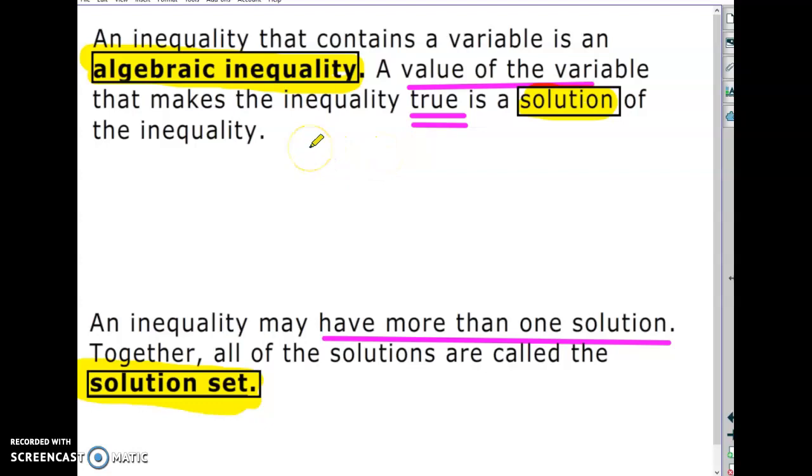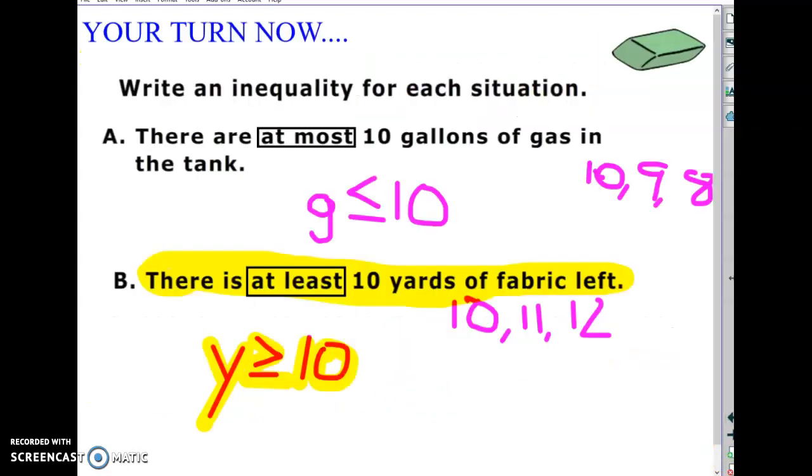An inequality that contains a variable is an algebraic inequality. Whenever we have variables, it's considered algebra. The value of the variable that makes the inequality true is the solution. An inequality may have more than one solution, and together all of the solutions are called the solution set. If we go back to this yard problem, there are at least 10 yards of fabric. We could have 10 yards, 11 yards, 12 yards.